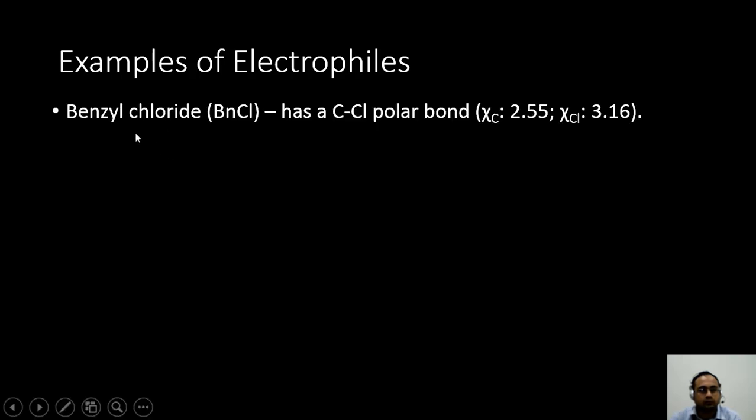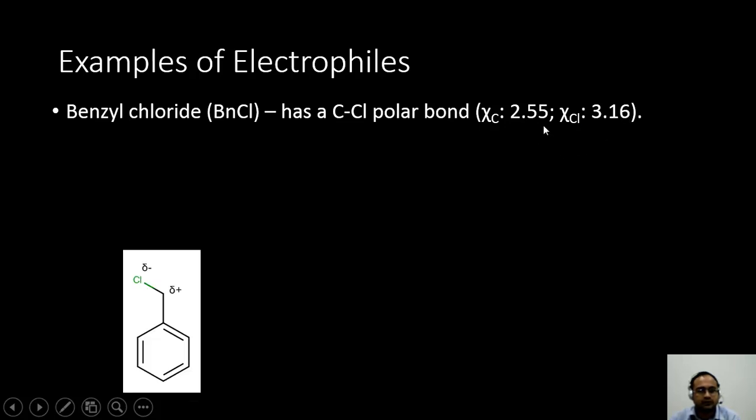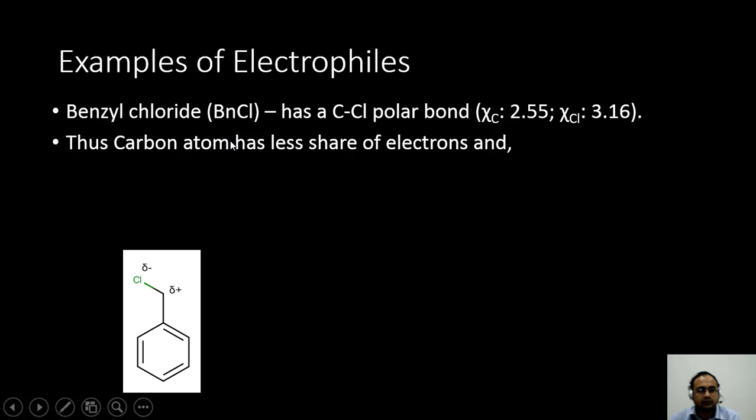The organic molecule benzyl chloride has a polar carbon-chlorine bond. Again, by taking reference of the electronegativity values on the Pauling scale, carbon has an electronegativity value of 2.55, whereas chlorine has an electronegativity value of 3.16. Because of this electronegativity difference, in the benzyl chloride molecule there is a partial positive charge on the carbon and a partial negative charge on the chlorine atom. And thus the carbon atom has a lesser share of electrons.